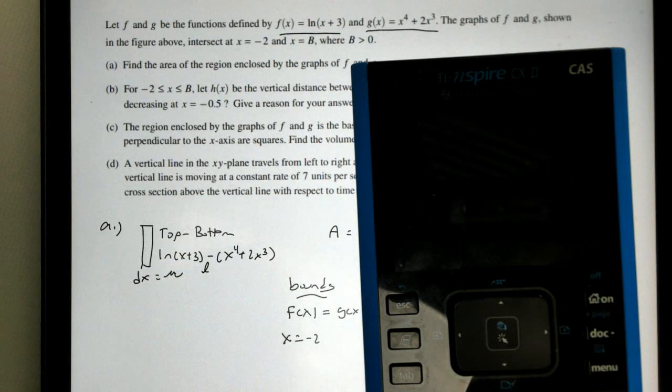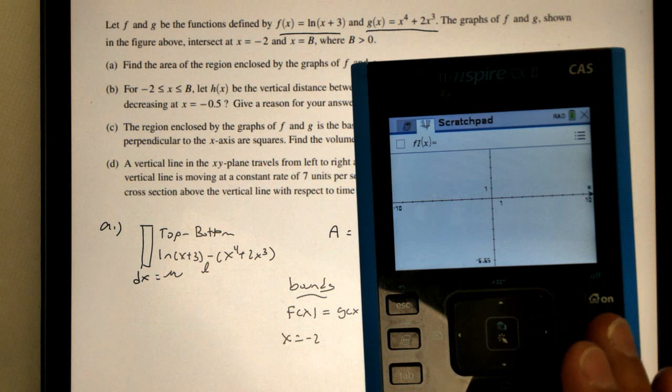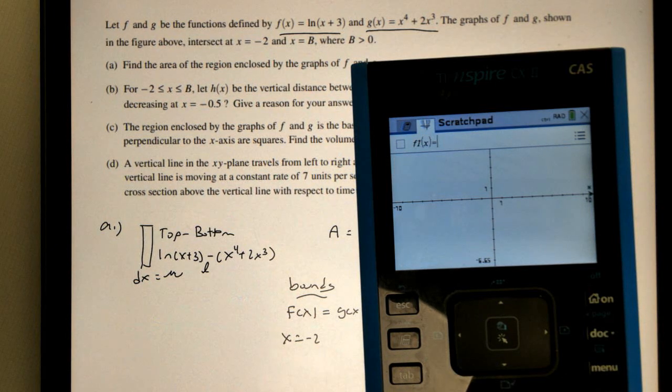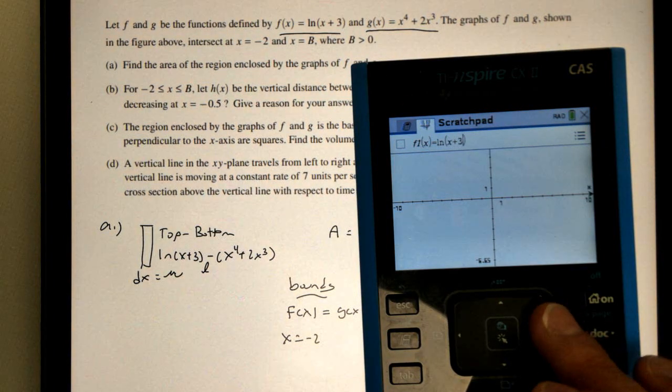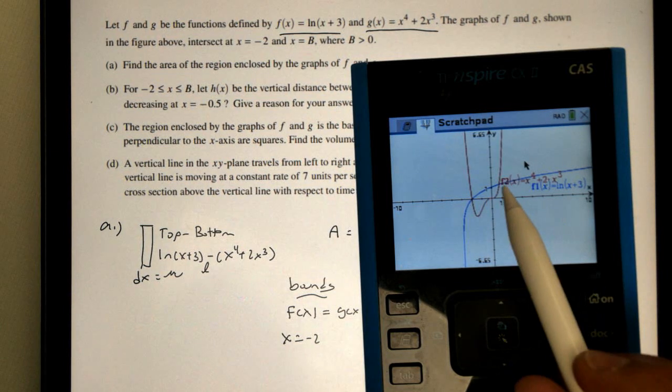So let's see here. I'm going to graph these. Clear that out. Let's go to my graph. If I graph the first function, it is the natural log of x plus 3. Enter. Enter. There we go. And I'm going to graph the second function, which is x to the fourth plus 2x to the third. And I graph that. And I want to find out, of course, where these meet.